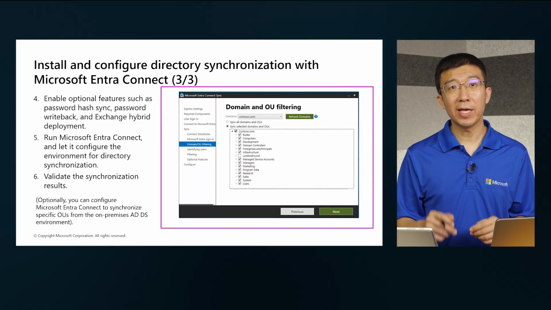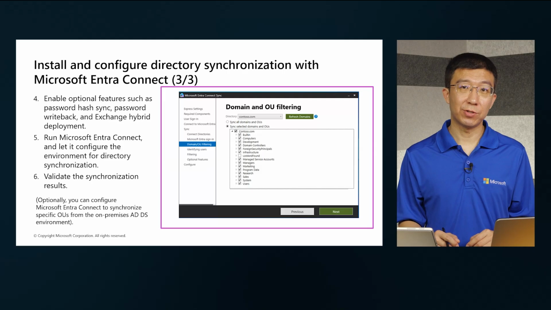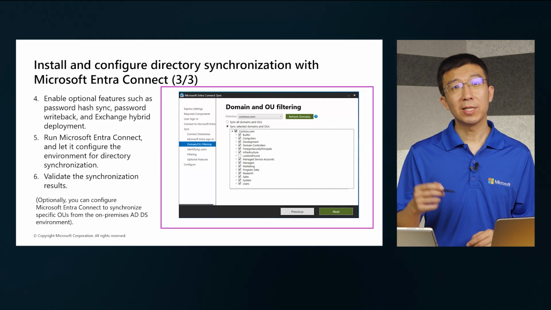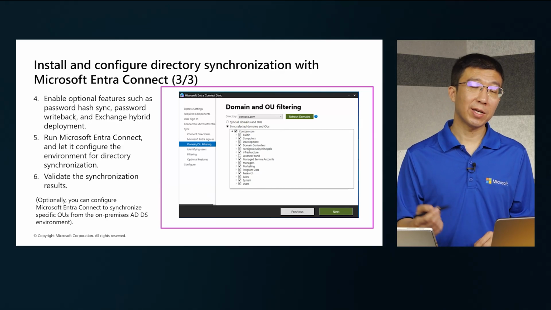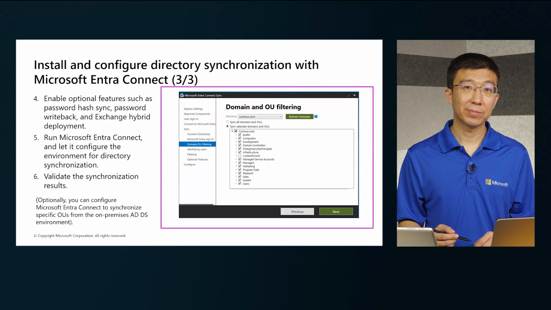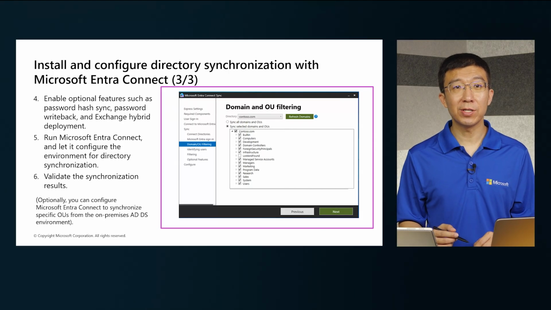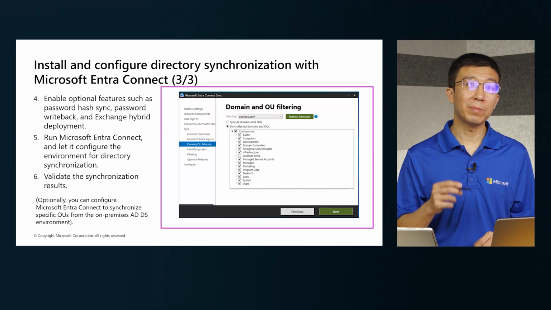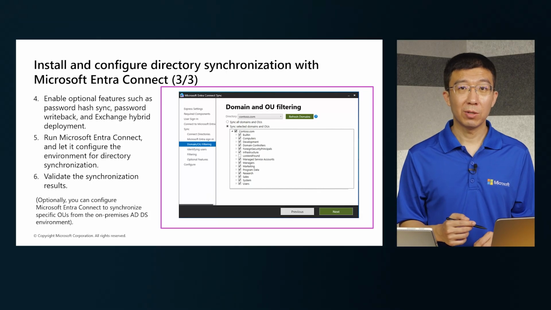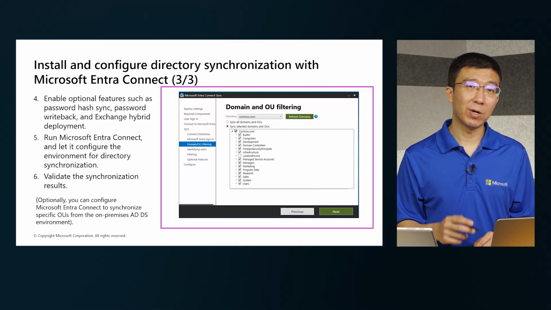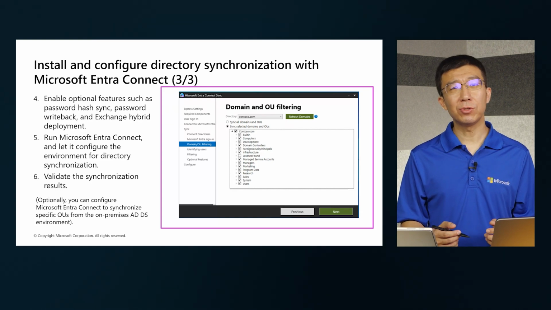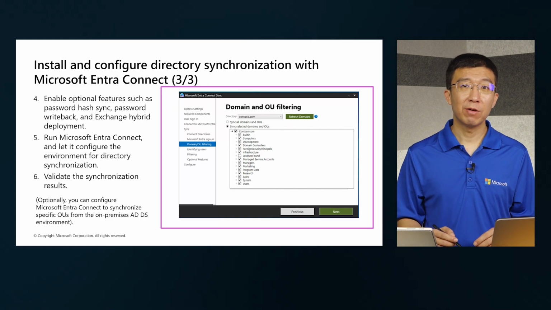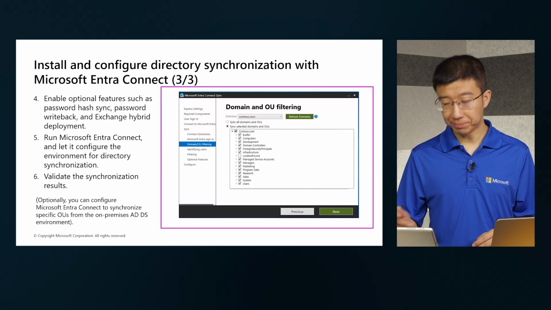Then you can enable optional features. After running Entra Connect, validate synchronization results to ensure everything is working correctly. You can configure synchronization to include all domains and OUs, or select specific ones. Custom installation options allow you to choose matching attributes for user identities.